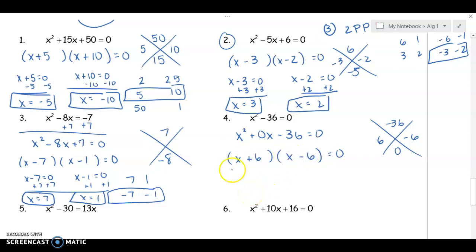And then we set those pieces equal to 0. So we're going to set x plus 6 equal to 0 and x minus 6 equal to 0. You get x equals negative 6 and x equals positive 6. So those are going to be your solutions. Okay.